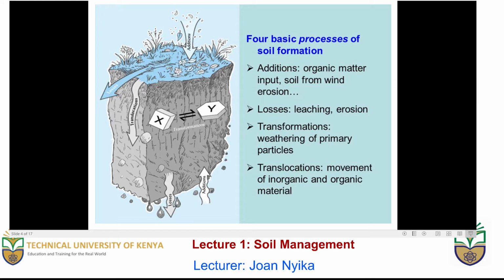Simply saying, there are 4 processes that control soil formation. They could be either in the form of translocations, that is the movement of organic or inorganic material from one part of the soil to another. They could be transformations also, which control the weathering of primary particles and are mainly focused on modifying the chemical composition of soil. The other process is what we call losses, which we defined in the processes of leaching and eluviation, and they are the ones that are controlled by erosion by either wind or water.